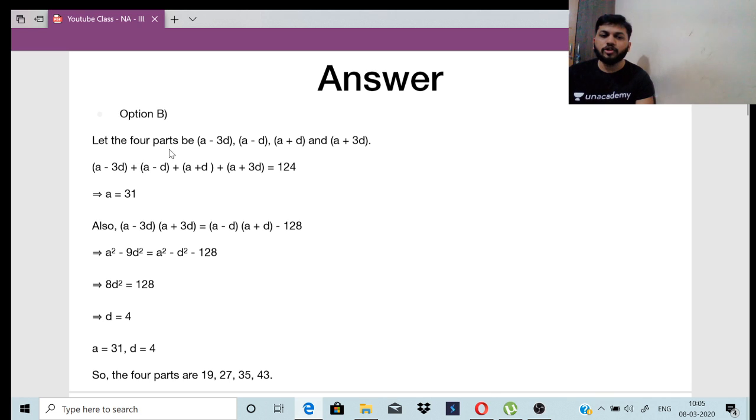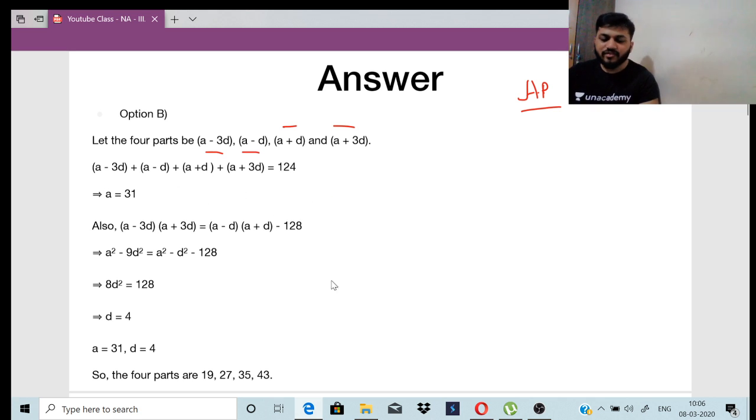Let the four parts be a minus 3d, a minus d, a plus d and a plus 3d. They have given us that it is in AP. In an AP, the terms go as a, a plus d, the first part plus the common difference. So the four numbers are a minus 3d, a minus d, a plus d, a plus 3d.